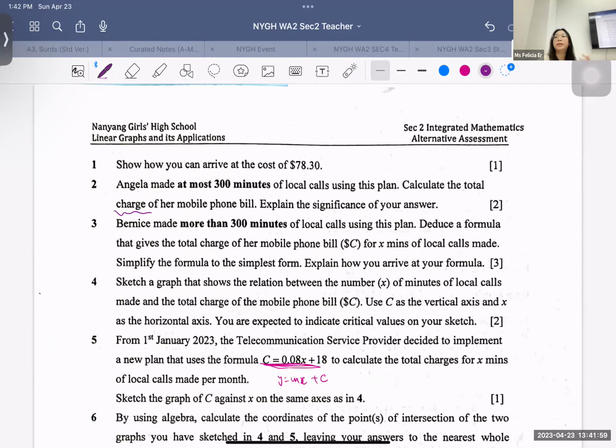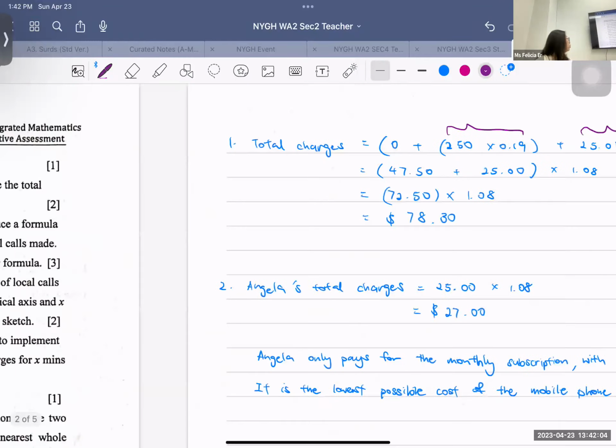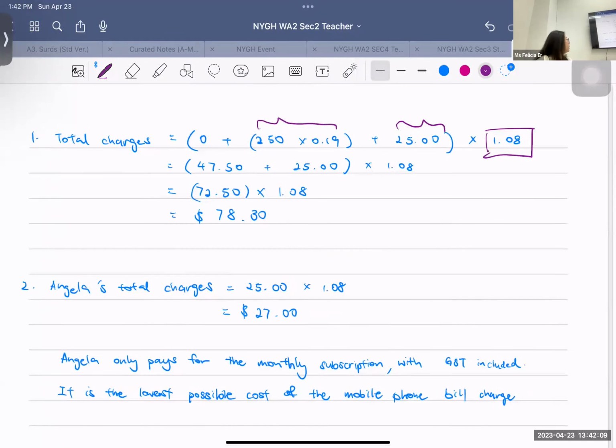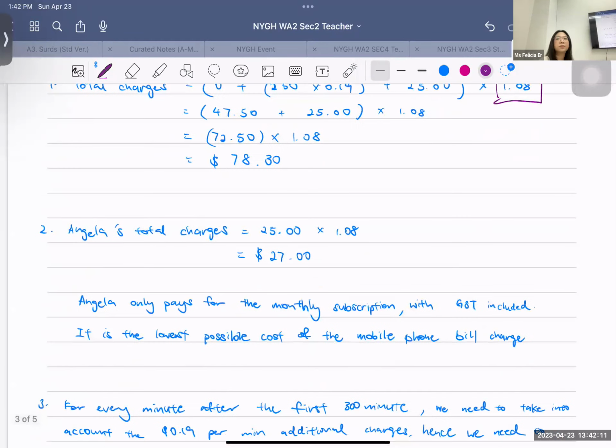Can you see that? It's going to be the lowest possible cost because even if you're not Angela, you're someone else and you don't exceed that 300 minutes, you still have to pay $27 no matter what. Okay?